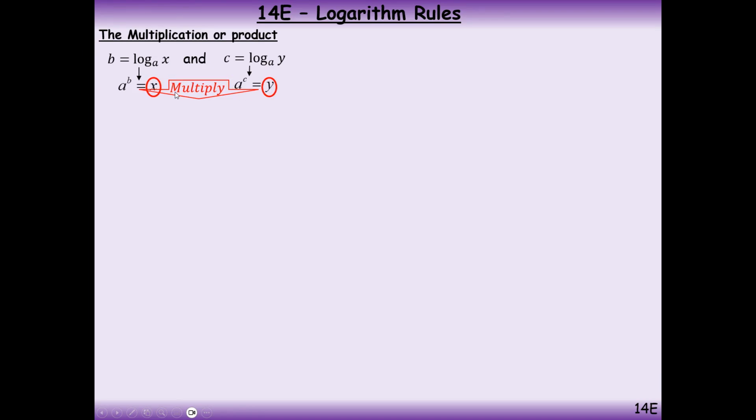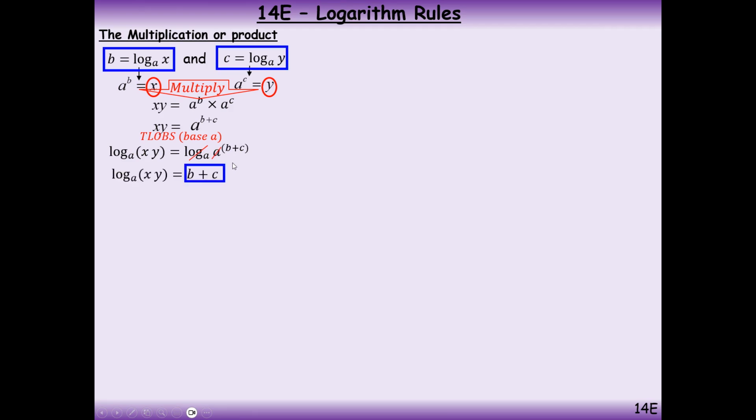All right, so if we had to multiply x and y together, we would have to multiply the left sides of the equations together as well, right? So on the left, when a to the power of b is multiplied by a raised to the power of c, what do we do with the multiplication? We use index laws and add b and c together, right? So then, if we take log base a of both sides, the log and the base a will cancel, right? So we're left with b plus c equals this log here.